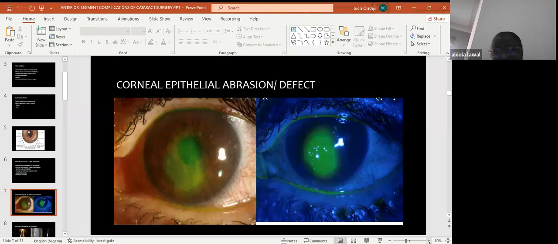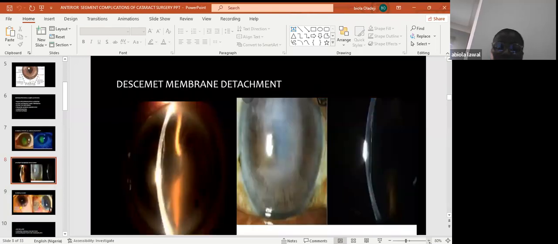It's better appreciated under cobalt blue filter. Descemet's membrane detachment is a very important, significant complication that can occur intraoperatively from instruments while introducing instruments into the anterior chamber. It can occur while trying to insert the intraocular lens, and during nucleus delivery. It can occur at different stages at any point in time, even while making the major incision into the AC.